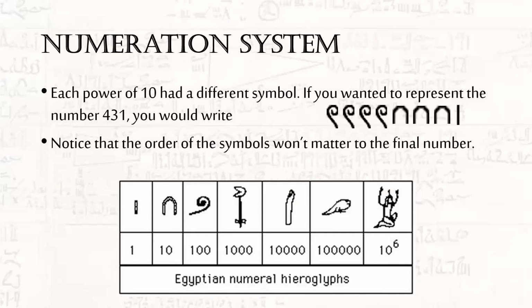The 100 is a coil of rope. And then the 1000, that's a lily pad. We tend to think of lily pads as just the part on the top, but a lily pad actually has a root that goes all the way down, and that's what that is. Then 10,000 is a finger. You can see the little fingernail. 100,000 is a tadpole, because there's probably 100,000 of those in any lake. And 1 million is a guy going, whoa, that's pretty huge.